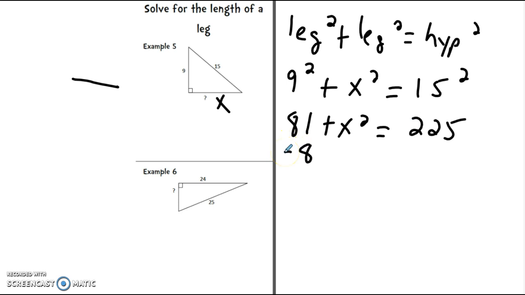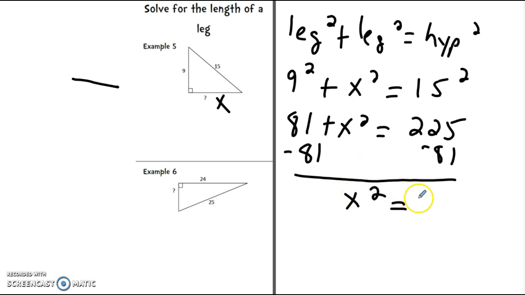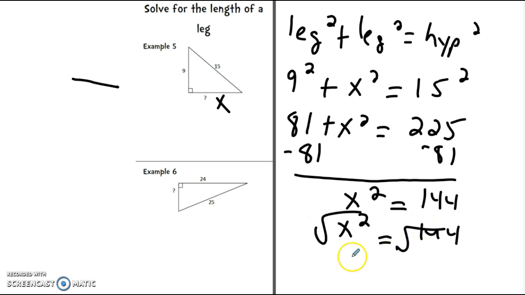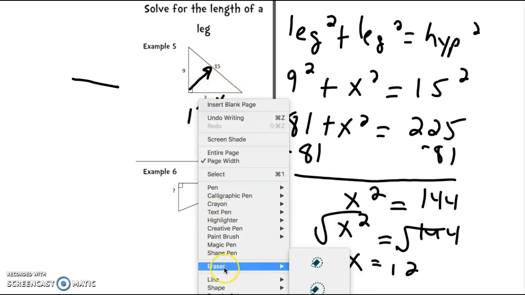Remember, what we do to one side of the equation, we have to do to the other because I want to get that x squared by itself. So x squared is going to equal 144. I'm going to take the square root of both sides, and I'll get x equals 12. So that side length is 12. Is the hypotenuse still the longest side? Yes. So let's say 12 units. So I know I did that right. I could go back and check, but if I got something longer than the hypotenuse, I know to go back and check. So that at least fits that criteria.